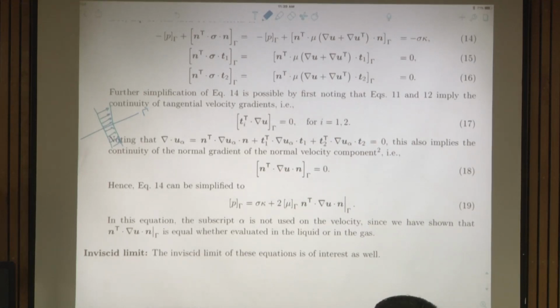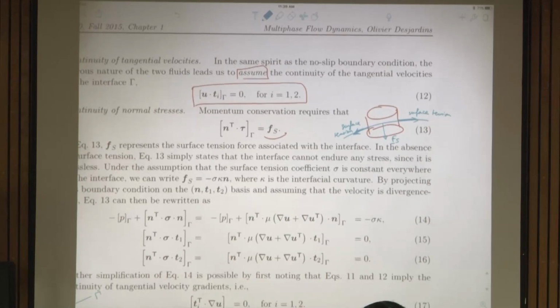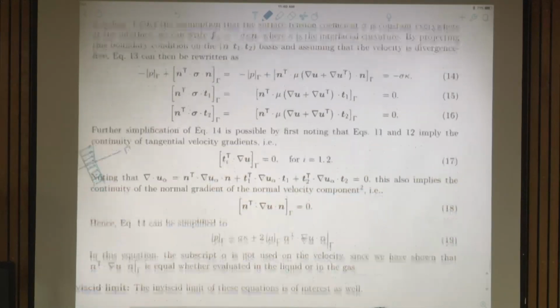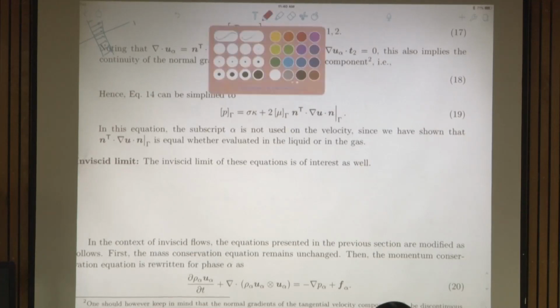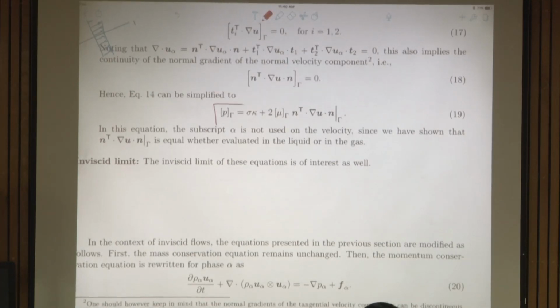So if you plug all this into equations 14, 15, 16 that we had written from equation 13 here, which was the conservation of momentum, you're left with this very simplified expression right here.